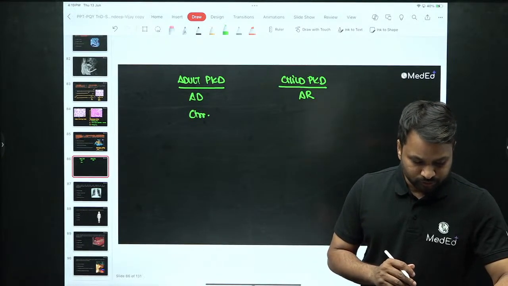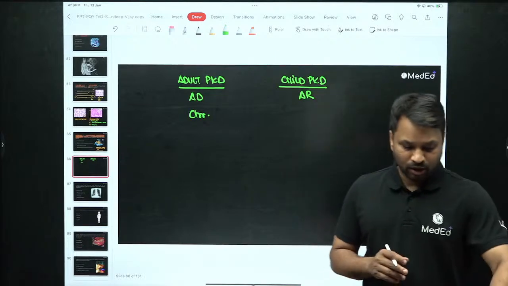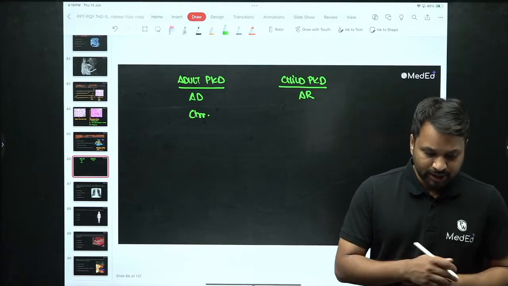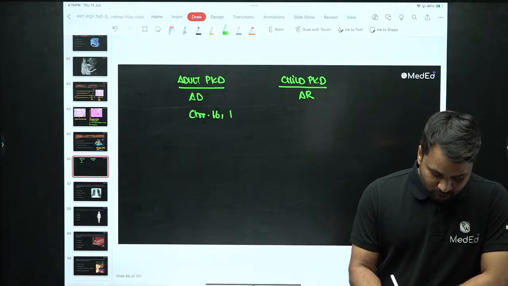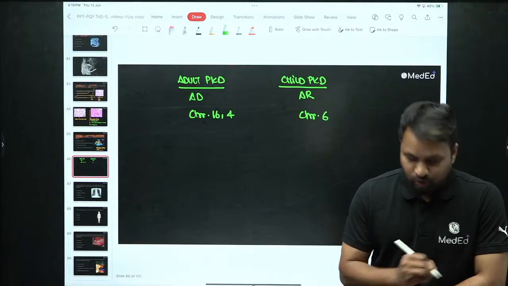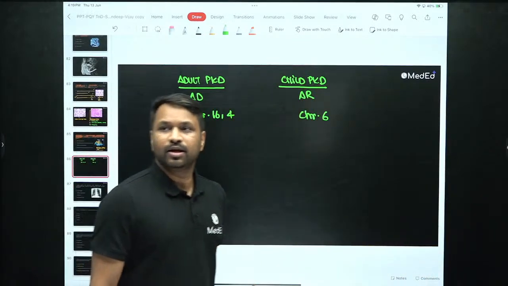Can anybody tell me, I'm looking at the screen, what is the chromosome abnormality that is seen in adult polycystic kidney disease, and what do you see in child polycystic kidney disease? Chromosome number 16 and chromosome number 4 is for adult, whereas for child it is chromosome number 6. Absolutely correct, Shivang. Right, Lalit, you're correct.